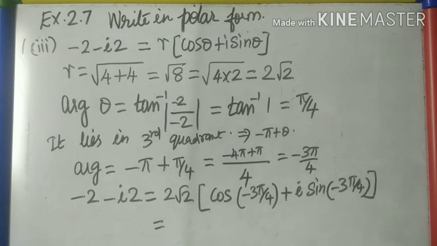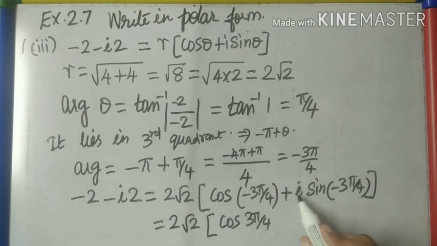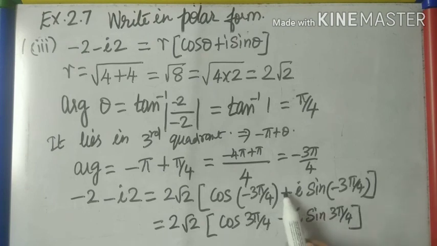Now earlier we did a problem where cos of negative we said positive. So what is my answer? 2 root 2 cos 3 pi by 4 plus i, but here it is a minus symbol, so minus i sine 3 pi by 4. You can also leave the problem with this step.